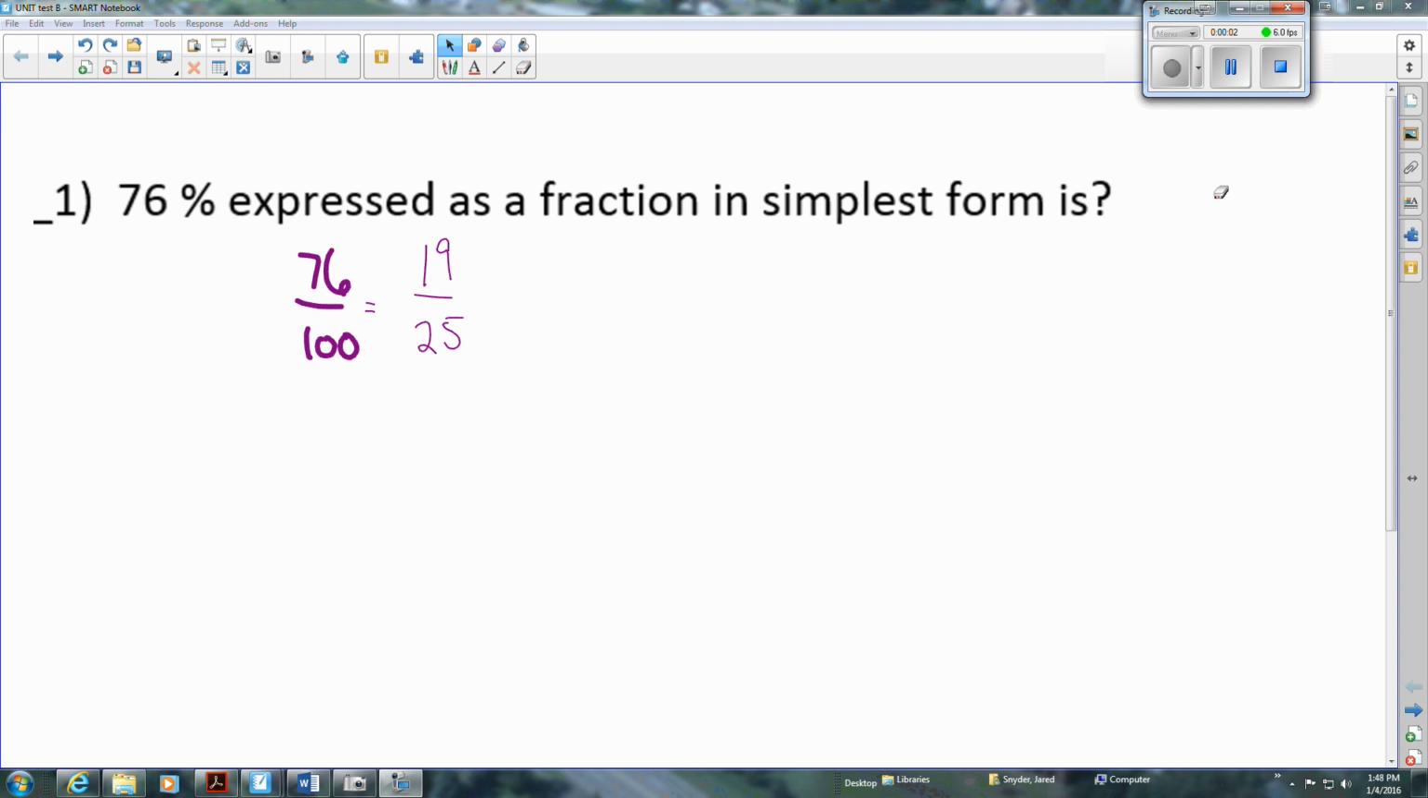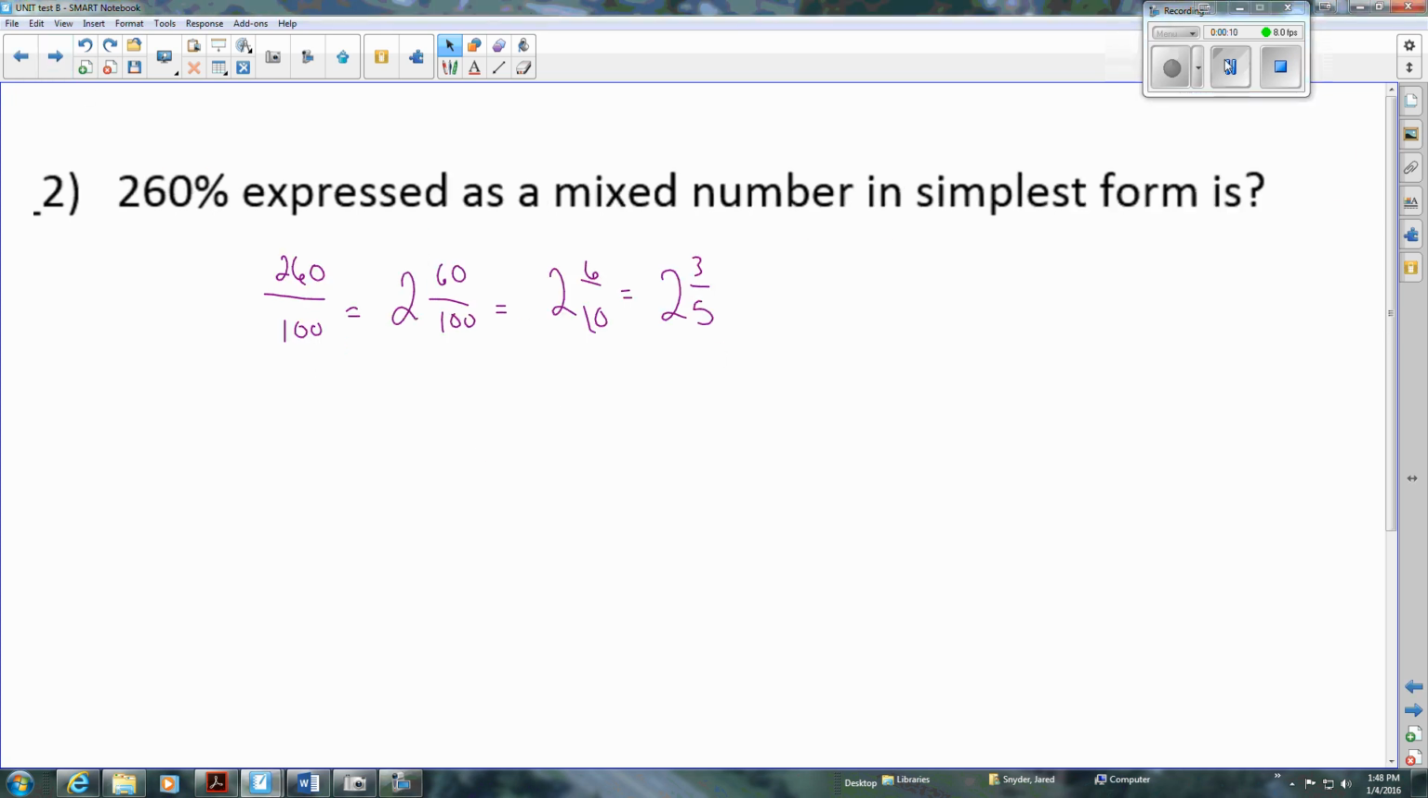76% expressed as a fraction in simplest form is, so we take 76, put it over 100, then reduce, and you get 19/25. 260% expressed as a mixed number in simplest form is, so we have 260 over 100. That becomes 2 and 60/100ths, which is 2 and 6/10, which then reduces down to 2 and 3/5.